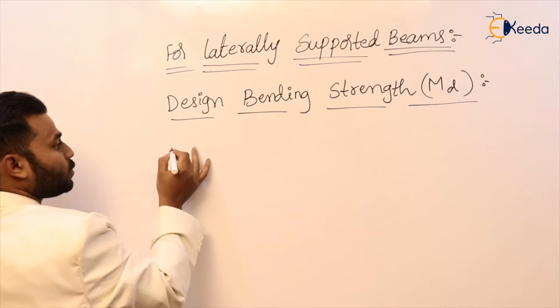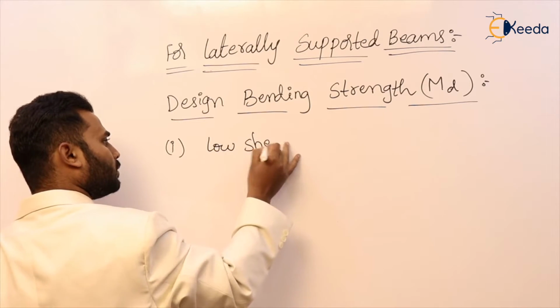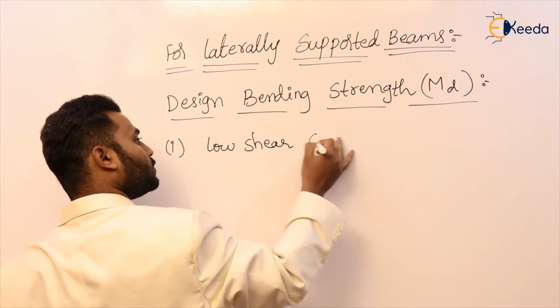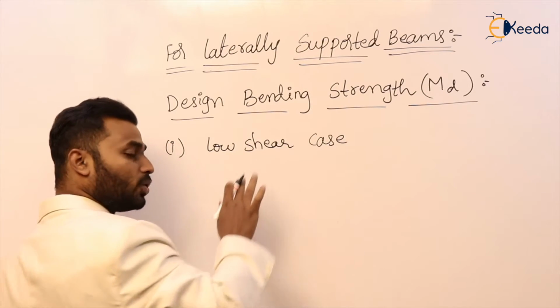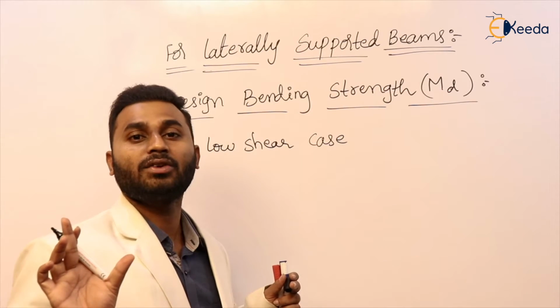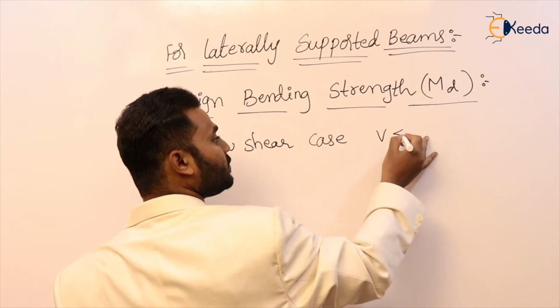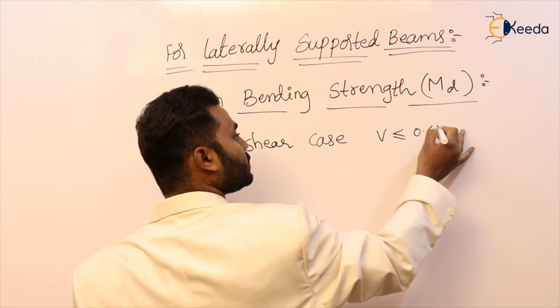Here there exist two cases. One is the low shear case. We know what the low shear case is: the total area of the I section is effective in resisting bending moment. So what is the condition? If V is less than or equal to 0.6 VD.